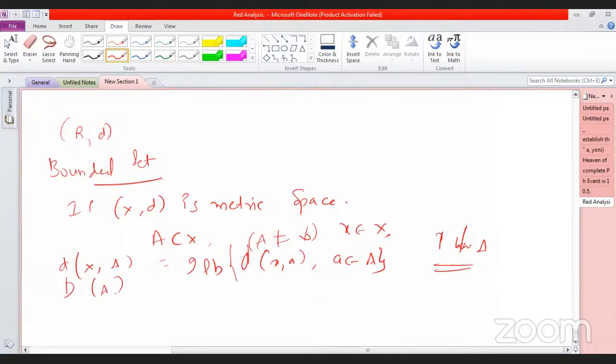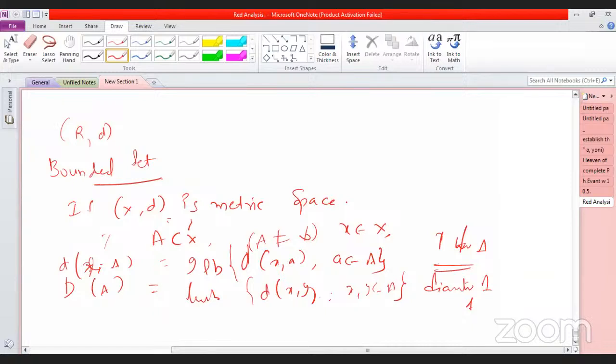So small d(A) is equal to LUB of d(x, y), x, y belongs to A, is called the diameter of A. See here, I will explain. d(x, y): two elements in capital X, this is a small x, not capital X, and capital A. Therefore, for two elements we take the GLB, the distance from x to A. For only one element, d(A), that is LUB of d(x, y), x, y belongs to A. So it is called the diameter of A. A set whose diameter is finite is called a bounded set.